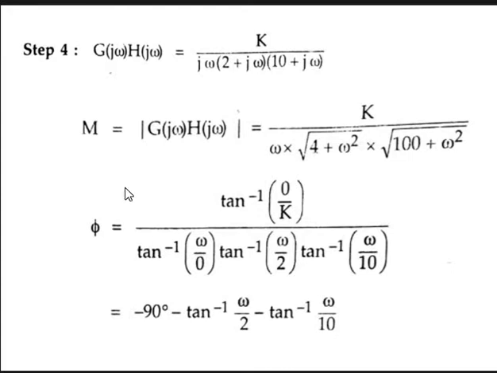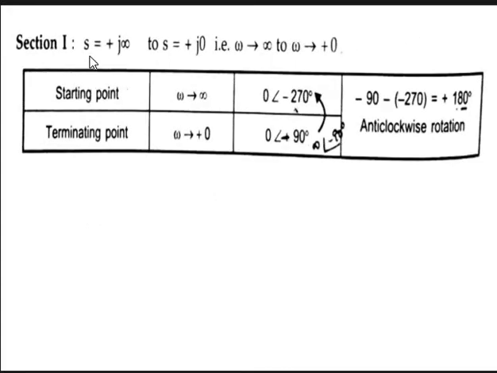So section 1: starting is s is equal to plus j infinity and ending is s is equal to plus j0.